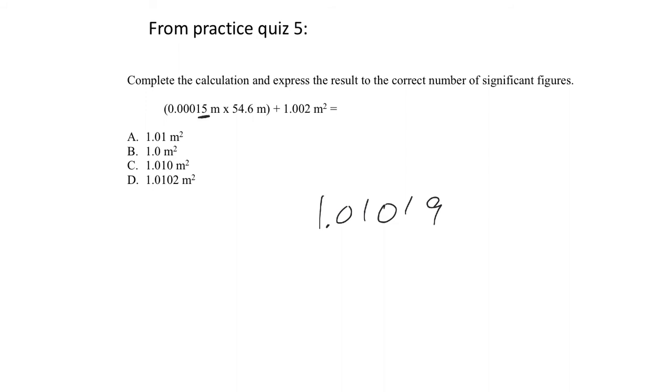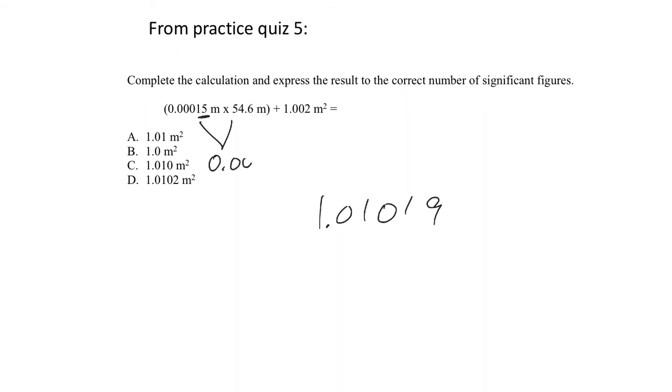We're going to round to 2 sig figs. So if you see multiplication and you see 2 sig figs, you may think that we're going to round to 2 sig figs. It's not always going to be that simple. We have to use that rule on the multiplication step. So when I do the multiplication, 0.00015 times 54.6, that result has 2 sig figs.